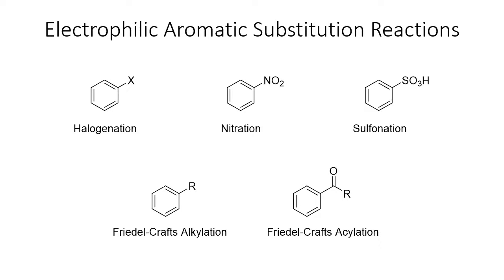So our EAS reactions are basically adding different electrophiles to our benzene ring. So in halogenation, we're adding halogens. In nitration, we're adding a nitro group. Sulfonation, we're adding a sulfonyl group. Alkylation will add some sort of R group. And acylation, we're adding an R group that has a carbonyl attached. So this whole group here is called an acyl group. So in the next few slides, we'll take a look at each one of these reactions.